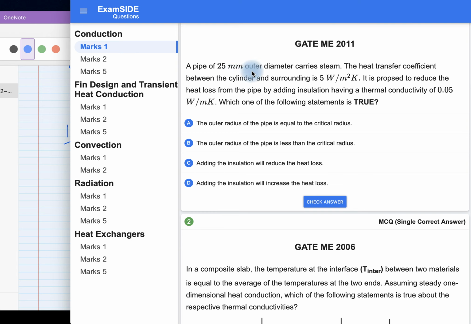A pipe of 25 mm outer diameter carries steam. The heat transfer coefficient between the cylinder and the surrounding is 5. It is proposed to reduce the heat loss from the pipe by adding insulation having thermal conductivity of 0.05. Which of the following statement is true?